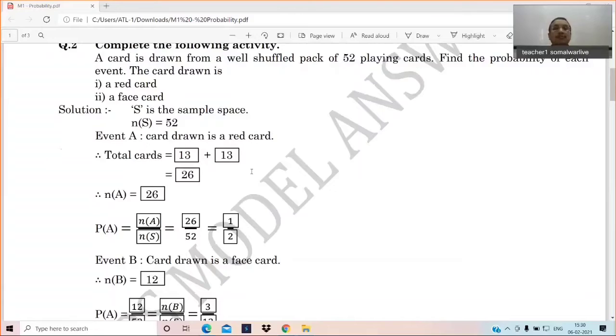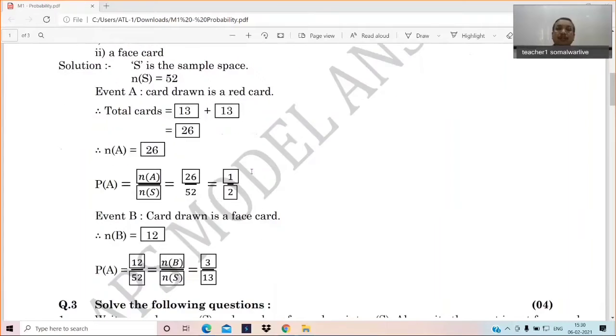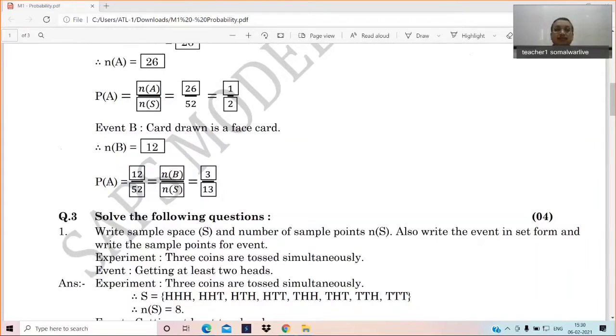If I go for event B, that the card drawn is a face card. So in each suit of 13 cards, there are 3 face cards, Jack, Queen and King, that you know. So total number of face cards in 4 suits, that is in the pack of 52 cards, will be 12. 3 fours are 12. So n of B is equal to 12. That gives P of B is equal to n of B upon n of S, that gives 12 upon 52 is equal to 3 upon 13. You know how to reduce accordingly, that you know.